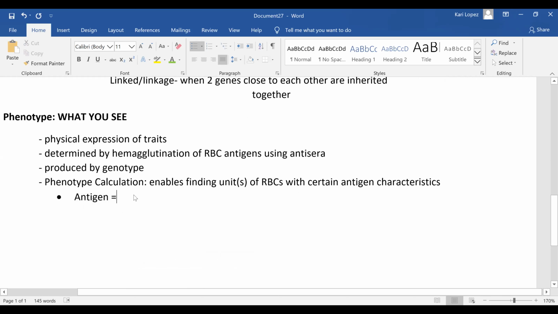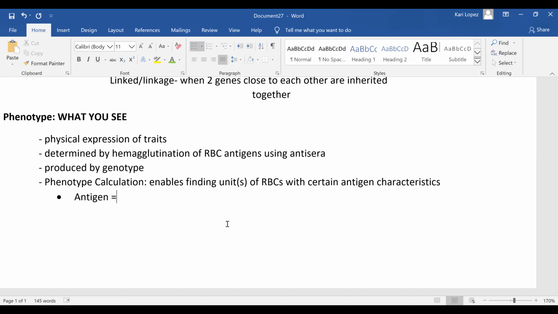So if a patient has antibodies, then you're going to want your donor unit to not have any of those antigens. So when you do a phenotype calculation, you're just trying to get an idea of how many units you're going to have to test to find the amount of samples you need for the patient that are antigen negative.